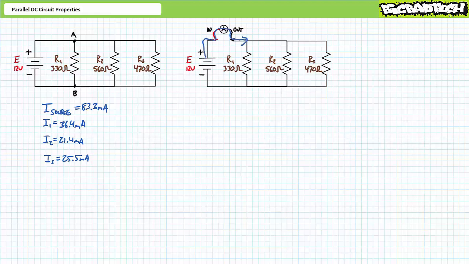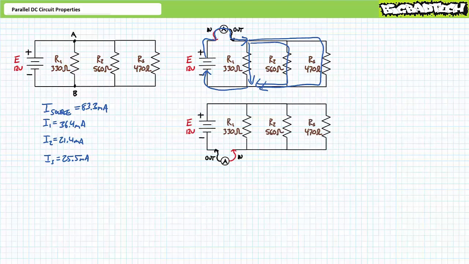Source current leaves the positive terminal of the power supply and enters the ammeter indoor, travels through the ammeter, leaves the ammeter outdoor, and then enters node A, where it splits into three distinct paths, one through R1, another through R2, and a third through R3. Source current recombines at node B and returns to the negative terminal of the source. The ammeter captures outbound current for all three paths in this parallel system. An ammeter configured in this fashion would read roughly 83.3 milliamperes of current.